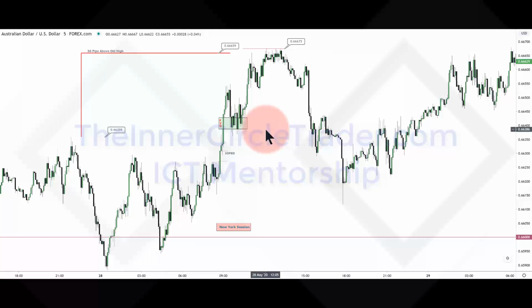So I want you to take a look at the fair value gap, how we come back in. Look at the bodies of the candles respecting that, not the tails, just the bodies. We come right down to the bottom of it here, and then we rally back up.